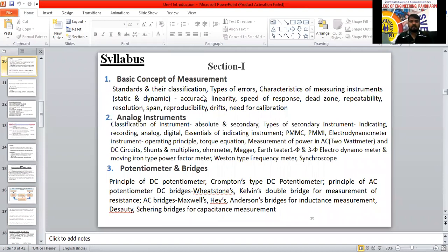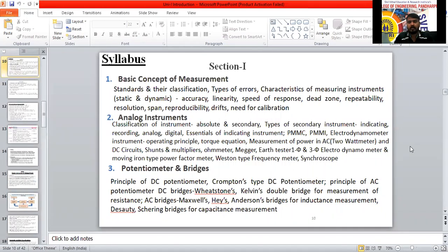We discussed yesterday in class the syllabus introduction of the electrical measurement and instrumentation subject. The whole syllabus we have already discussed. Yes, is it audible? Yes, sir.